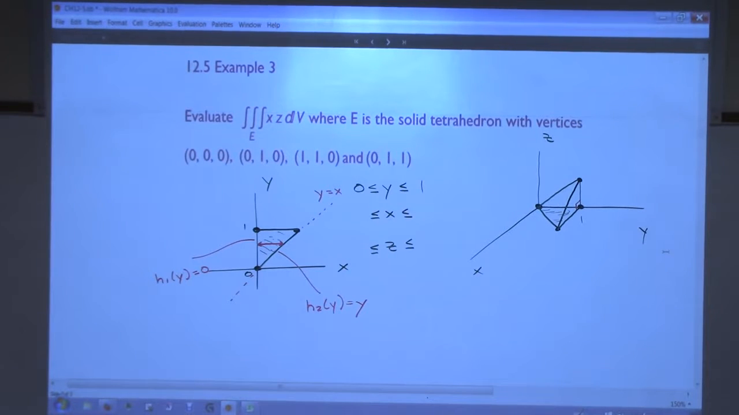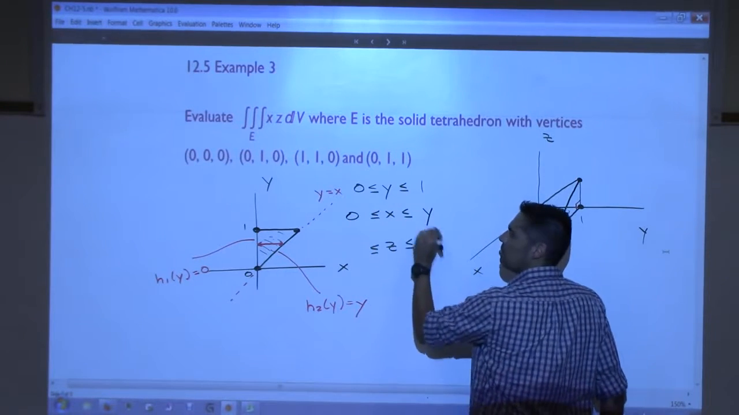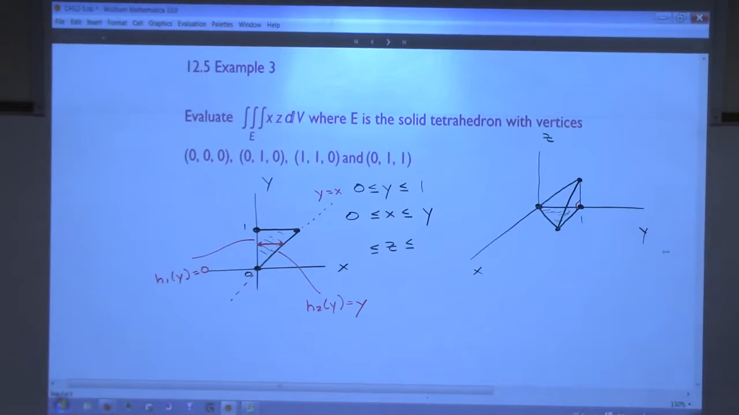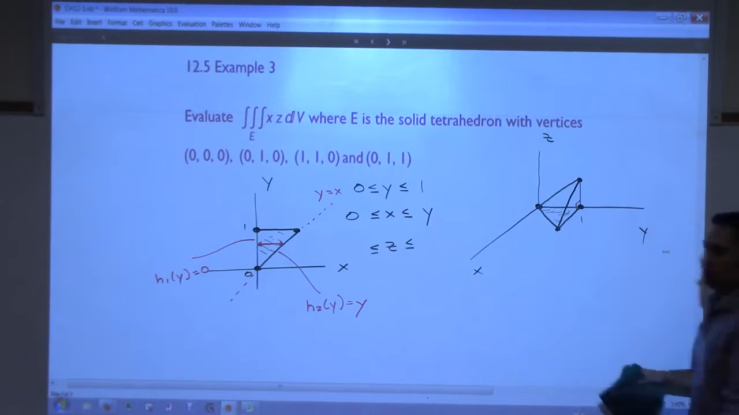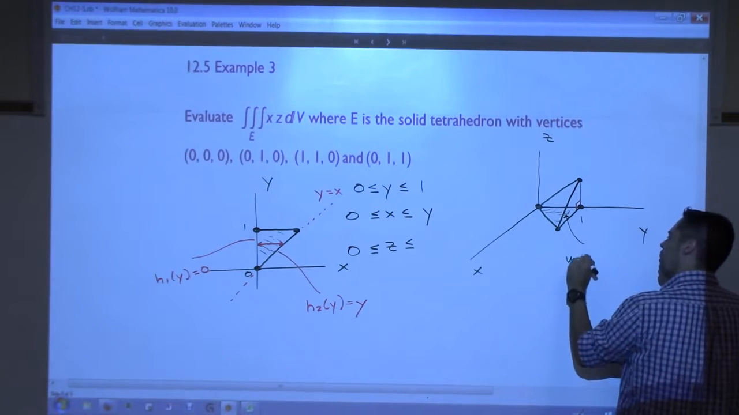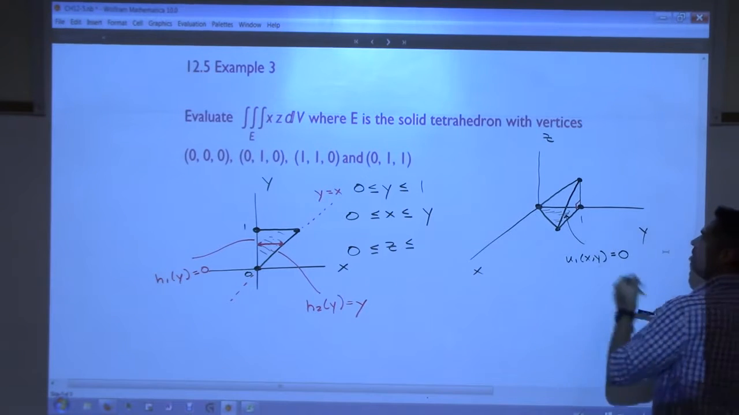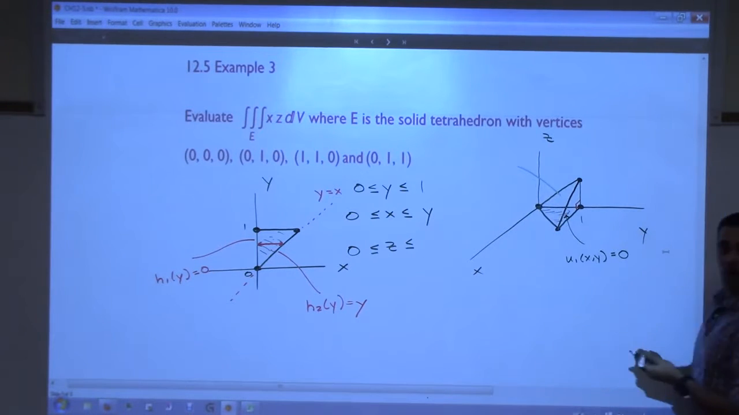All right. What do we have still left to do? Because I've got my restriction on x, right? It goes from 0 to y. I need to know what the top and the bottom of that thing are. Any of those you know quickly? Z is 0, the bottom one, right? So this bottom piece in here is u1 of x, y is 0. But I need the top piece, this piece. It's a plane. But I didn't give you the equation. But I gave you points.